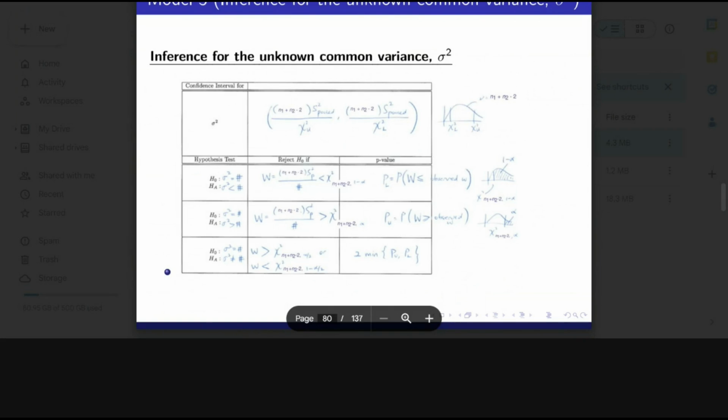What are chi-square L and chi-square U? These are just the lower and upper limits depending on the percentage of the confidence interval you form. If you want to form a 95% CI, find out what these two should be so that you have 2.5% here and 2.5% here. That's it. Same old thing again and again and again. Okay?